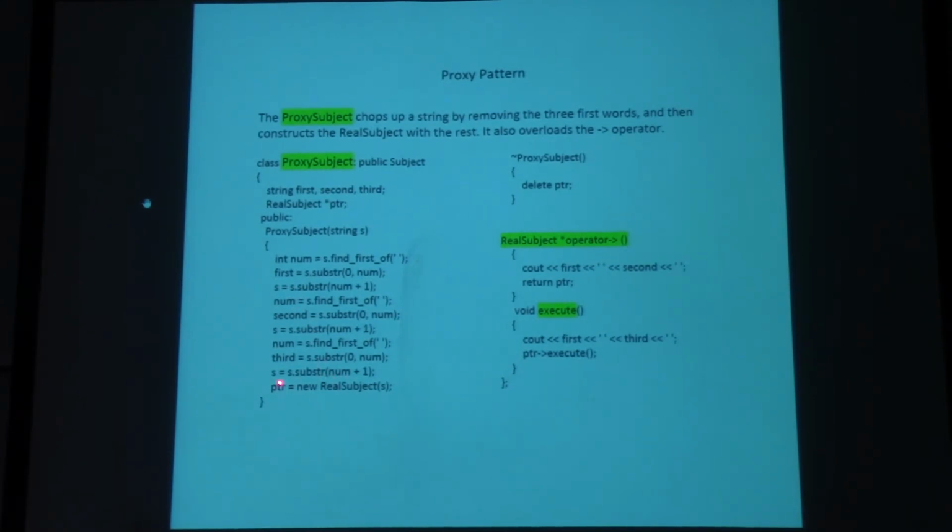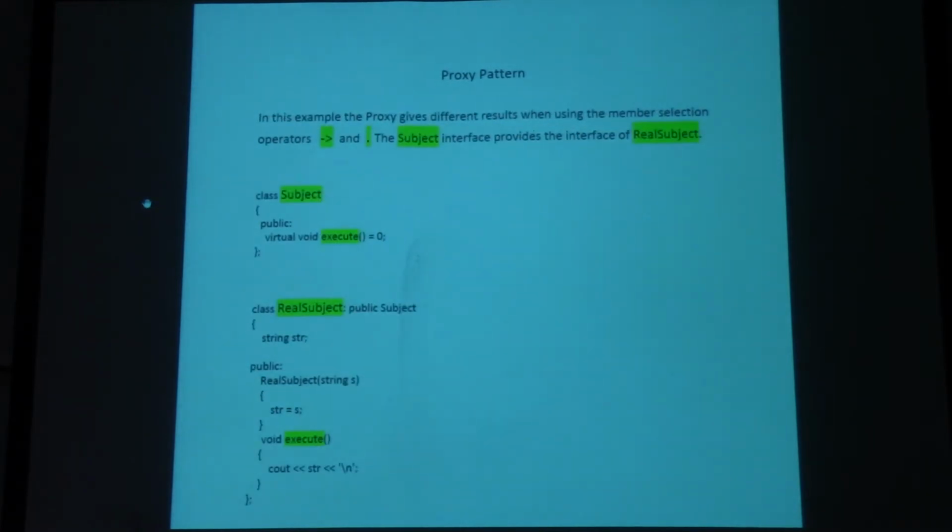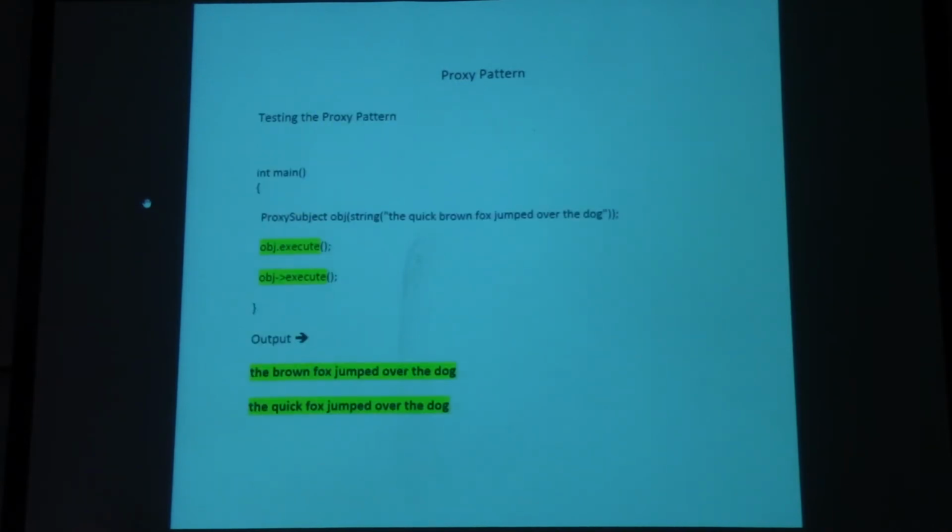See over here? So pointer equals new real subject into s, where s is the string. So therefore, what's going to happen is it's going to say ptr pointer execute. So the real subject is going to point to the execute method, and that's going to be the real subject. The execute method will output the entire string. And so what we get here is: the brown fox jumped over the dog.